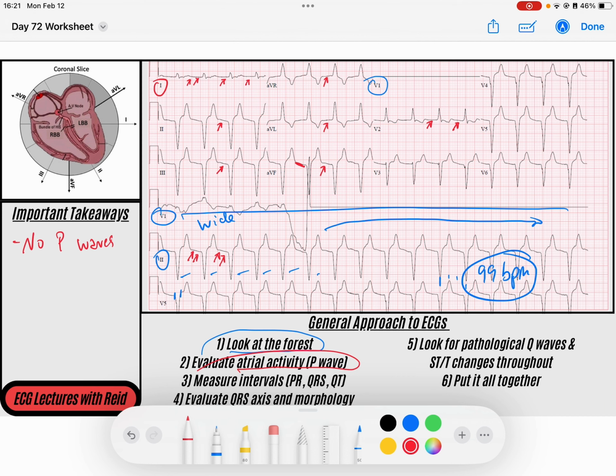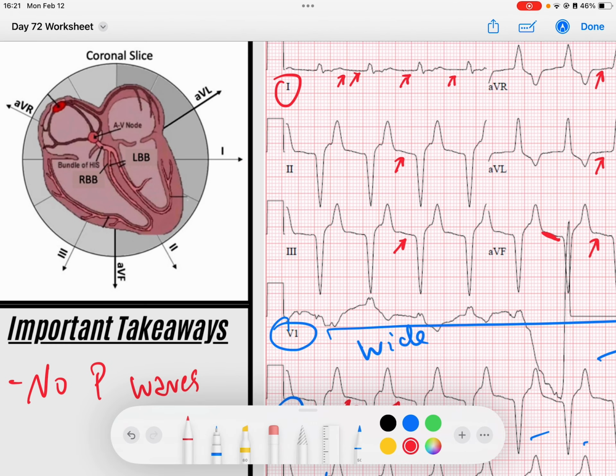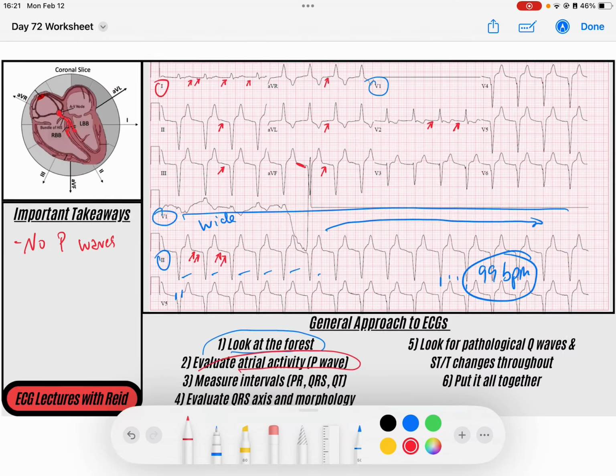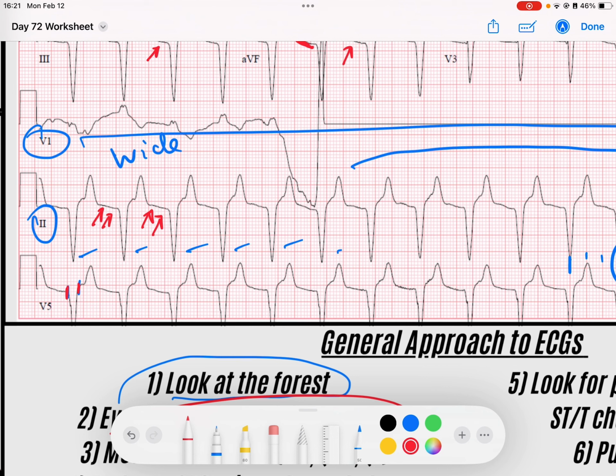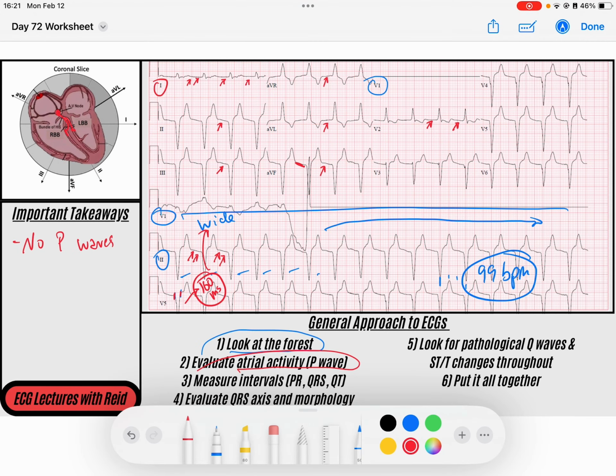We've got a wide complex rhythm. What's going on? Well, we know that wide complex makes me think that this rhythm is not going through the normal His-Purkinje system, right? Because if it was, that highway system from the AV node down is what allows for my QRS to be fast and rapid and narrow. But in this case, you can see that the width of our QRS is probably 3 to 4 small boxes, so 160 or so milliseconds. And so that, as we said, is wide. So that makes me think that some type of conduction disturbance is occurring.